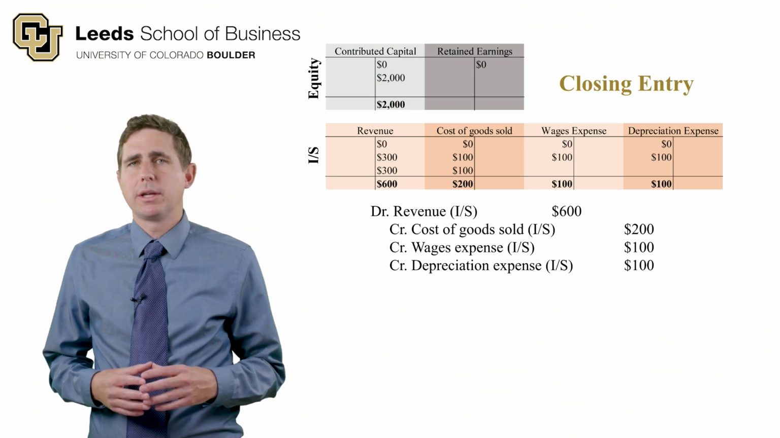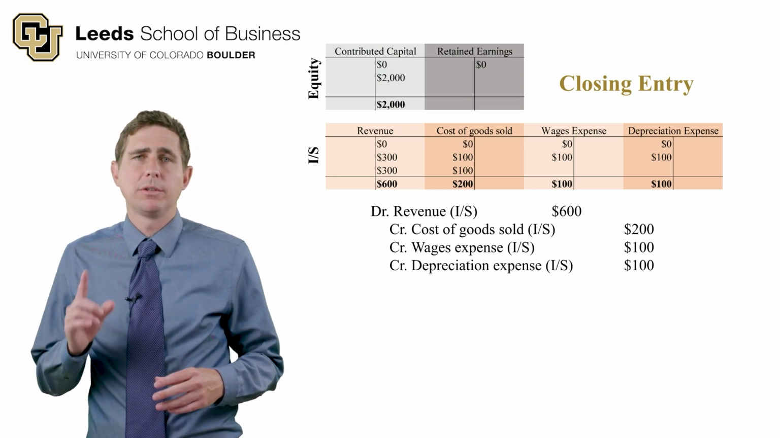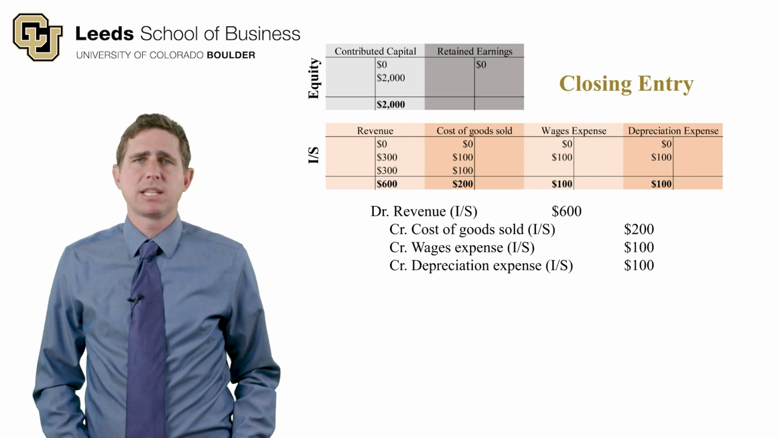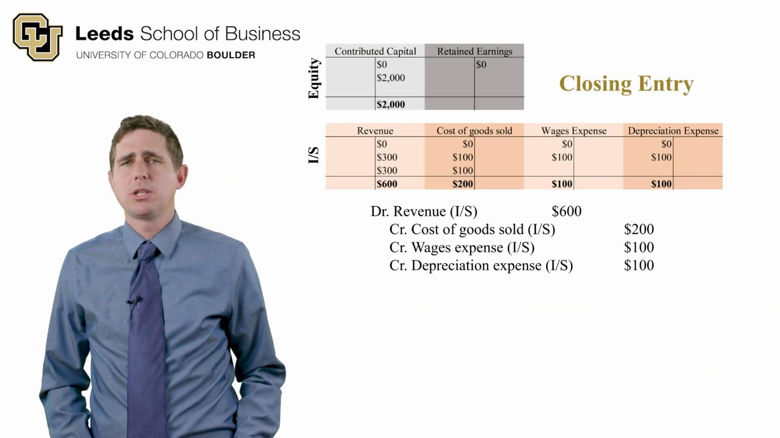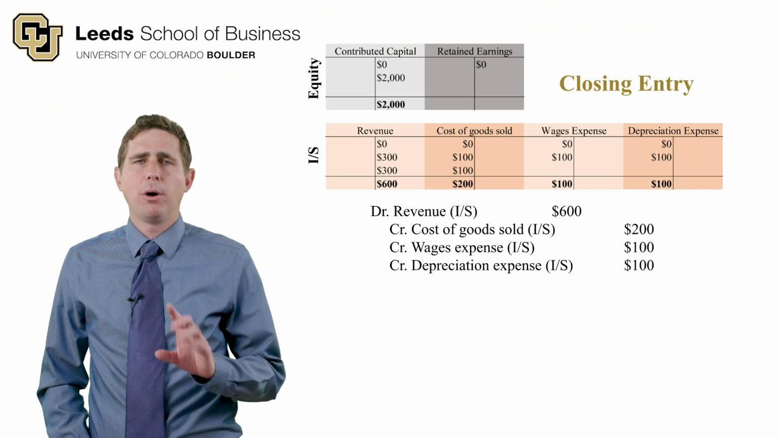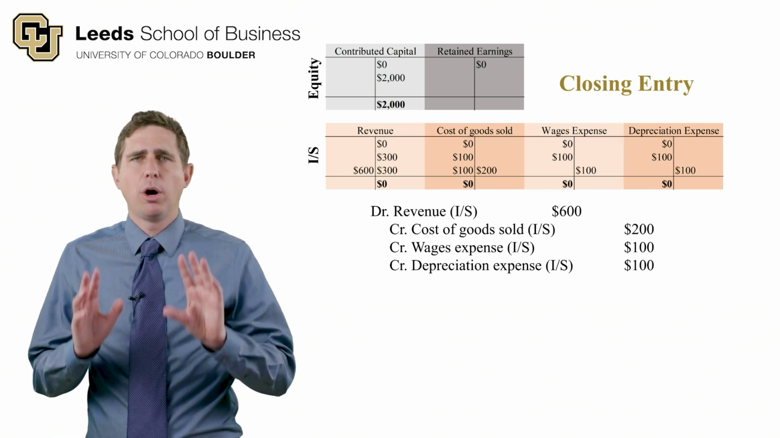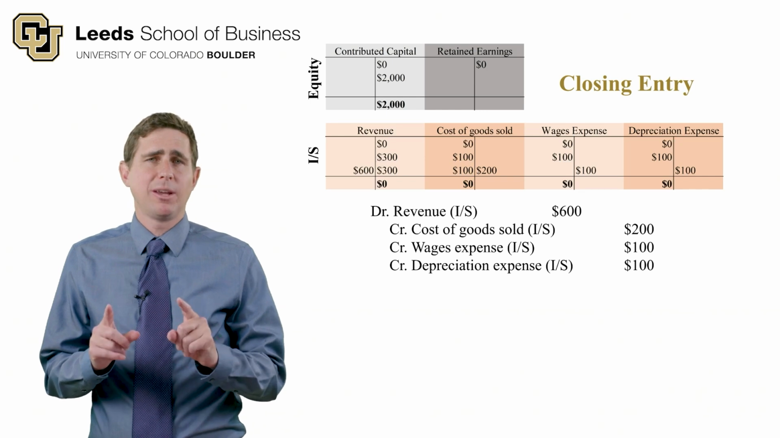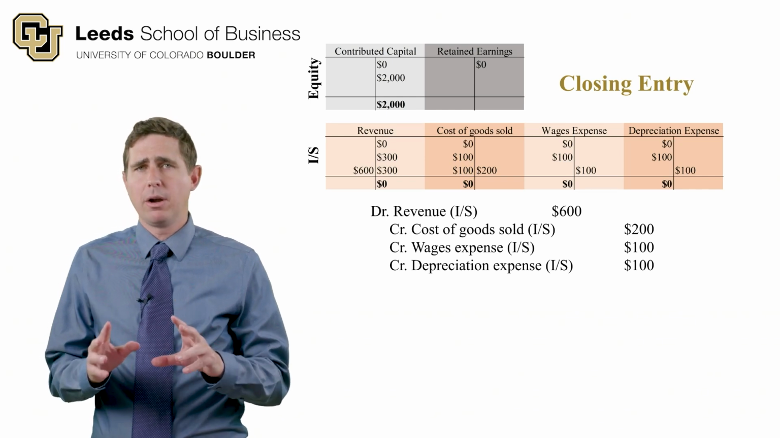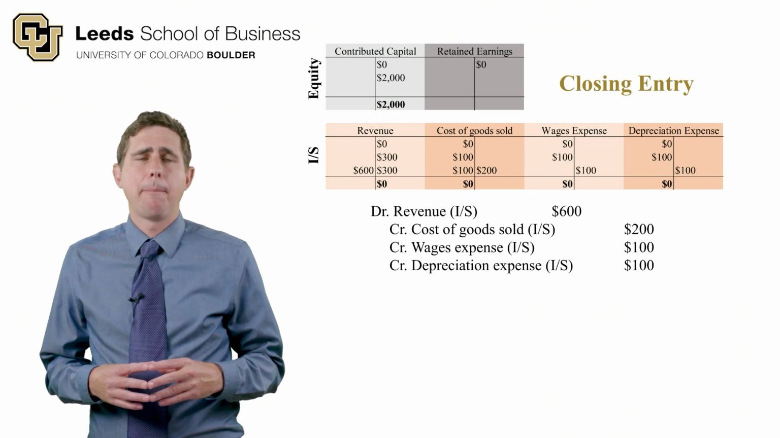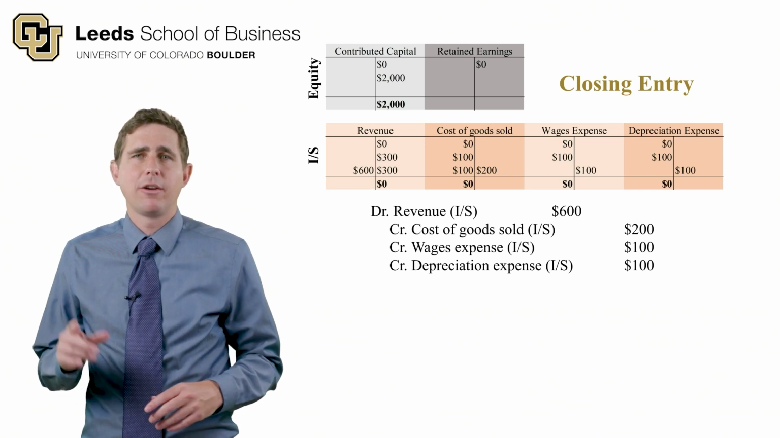Cost of goods sold is holding a debit of $200. Well, to zero it out, I credit cost of goods sold by $200. I credit wages expense by $100, and I credit depreciation expense by $100. Let me just post this part of the journal entry. Okay, I've posted that part of the journal entry. We're not done with the journal entry yet, but you can see that after posting it, the balances of my income statement accounts are now 0.